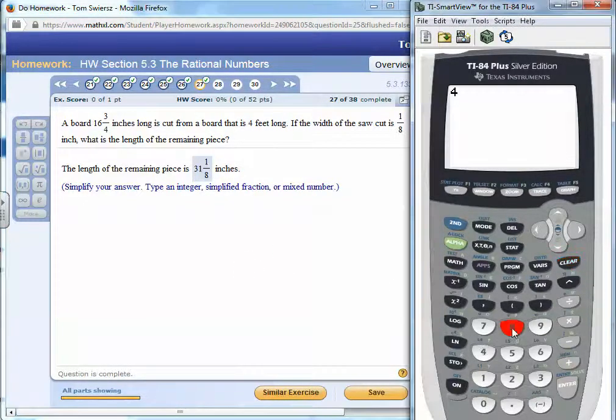We can do 48, and then we can go to alpha F1. If we go back to that one, we're going to enter a mixed number. Oops, I forgot to subtract. We're doing 48. We're subtracting. Now we're going to enter the mixed number, which is function number 2. So it's 16, and 3 in the numerator, 4 in the denominator. And then we're subtracting alpha F1, the fraction, just a plain old fraction, 1/8, the length of the cut.